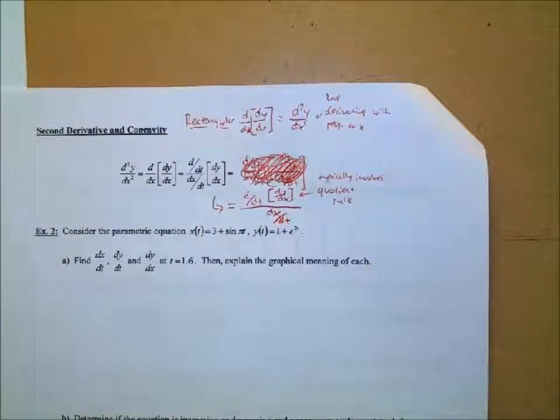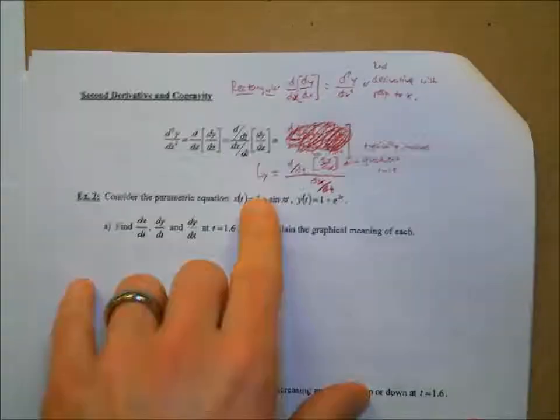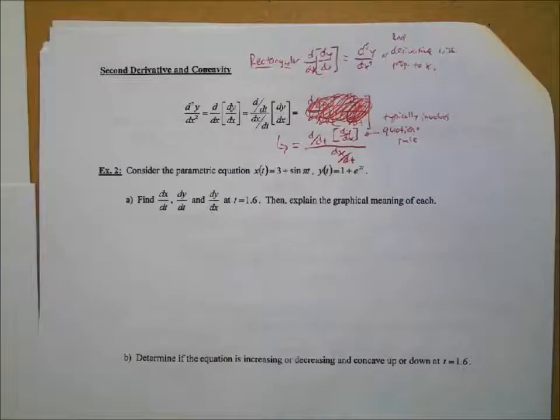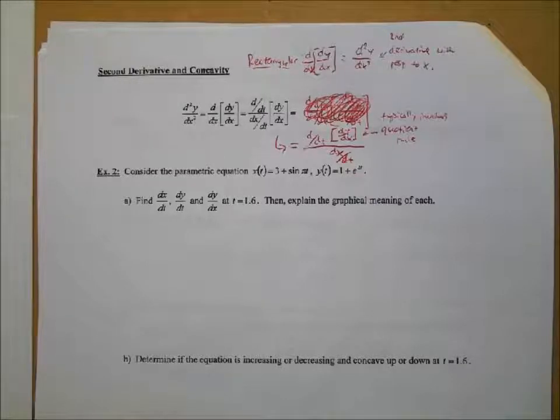All right, so let's take a look at that here. We're going to look at the parametric equation given as such. Part A is pretty straightforward. We're just asked to find dx dt, dy dt, and then dy dx at the time t equals 1.6, and then explain the graphical meaning of each of these things at that time. So dx dt, that's easy enough.